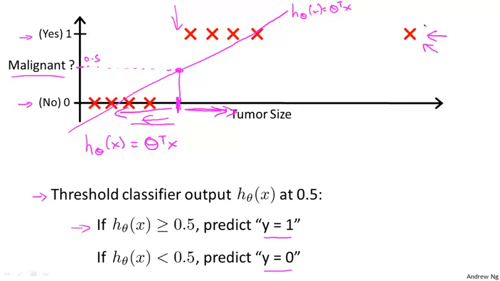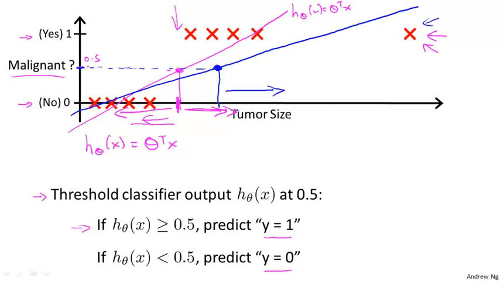But once we've added that extra example out here, if you now run linear regression, you will instead get a straight line fit to the data that might look like this. And if you now threshold this hypothesis at 0.5, you end up with a threshold around here, so that everything to the right of this point you predict as positive, and everything to the left of that point you predict as negative.